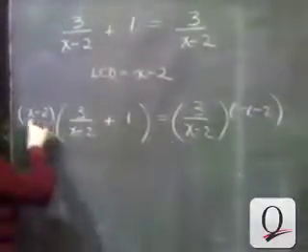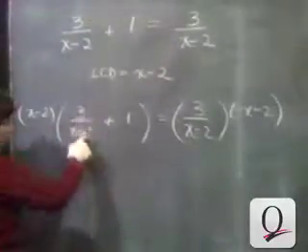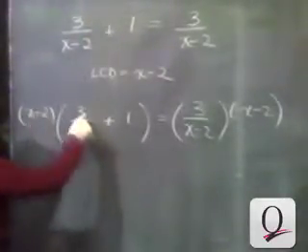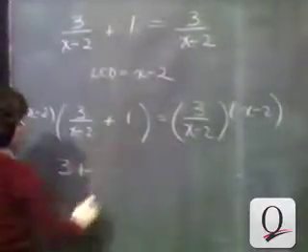On the left side, we're going to have to distribute the x minus 2 through the parentheses. X minus 2 times 3 over x minus 2. The x minus 2's cancel, and you get 3 plus now x minus 2 times 1.